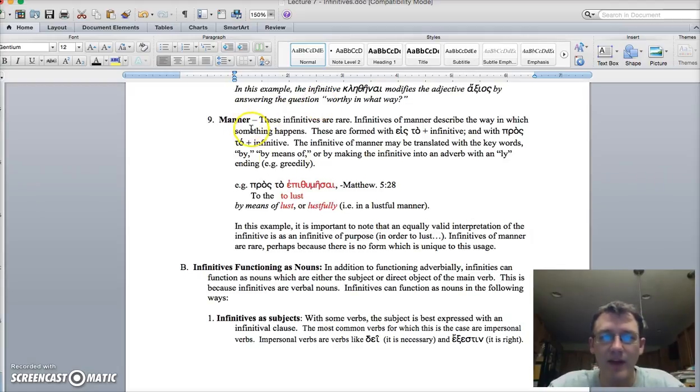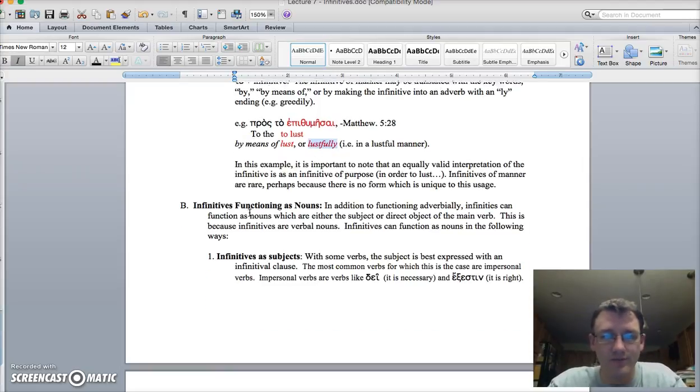And then we have manner, which once again is functioning much like an adverb in English. Okay. It's something you do, like for instance here, pros ta plus the infinitive is a way that you can convey manner. Lustfully is just the way to translate it. In a lustful manner is what it's trying to communicate.